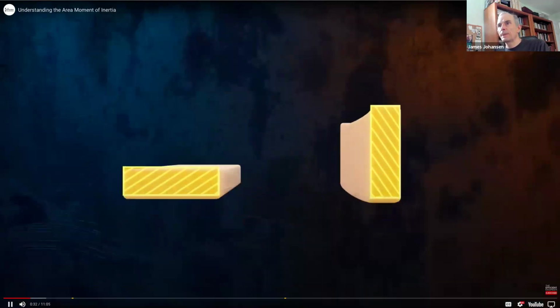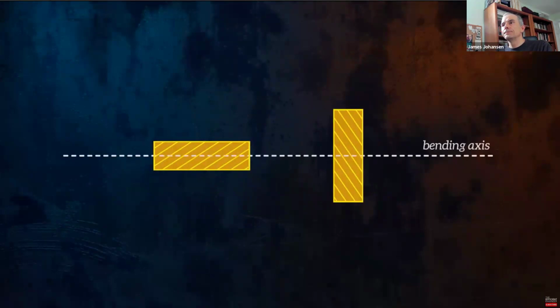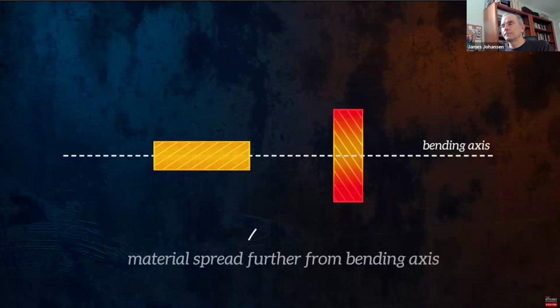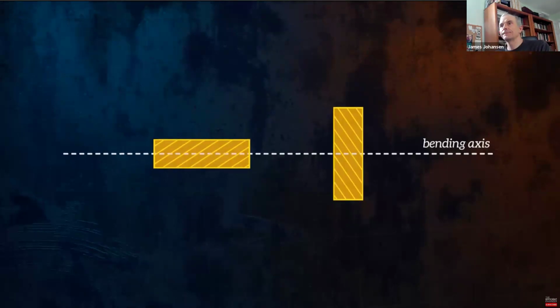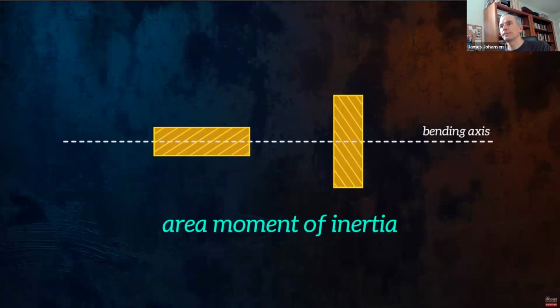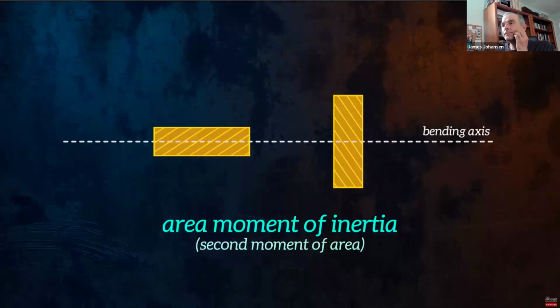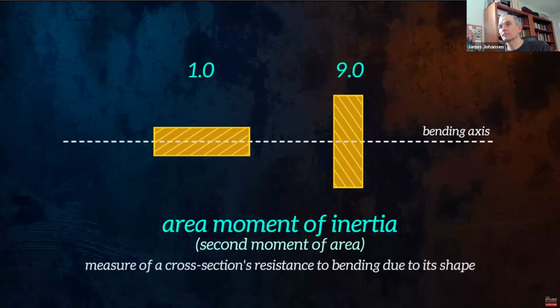The further the material is spread from the bending axis, the stiffer a cross-section tends to be. The cross-section on the right has more material located far from the bending axis, and so is better at resisting bending, even though both cross-sections have the same area. This concept of resistance to bending can be quantified by calculating the area moment of inertia, which is also sometimes called the second moment of area. The area moment of inertia reflects how the area of a cross-section is distributed relative to a particular axis, and so is a measure of how much resistance the cross-section has to bending.